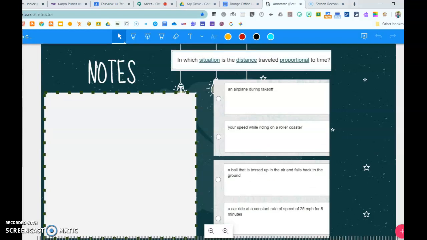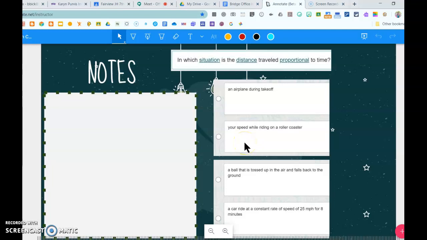All right, so you'll notice that this is probably a problem from your Imagine Math. So if you want to jot down some notes, now would be a good time. We want to look at these 4 scenarios and determine which one is proportional. Okay, so an airplane during takeoff, do you think that it's going to go at a constant speed at takeoff? Probably not. It's going to gain speed as it goes up.